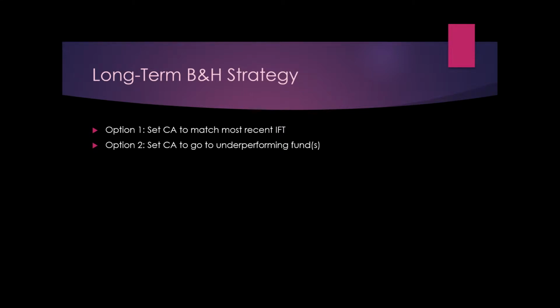Okay, the next one would be setting the CA to go to underperforming funds. Now, this seems counterintuitive, or kind of defies logic, but there actually is a lot of logic to this, and it makes really good sense to the right kind of investor. It actually can be a very useful way to outperform the same funds you're invested in. To be honest with you, this is somewhat what Deb's strategy is with her current contribution setting of 60C, 30S, and 10I.